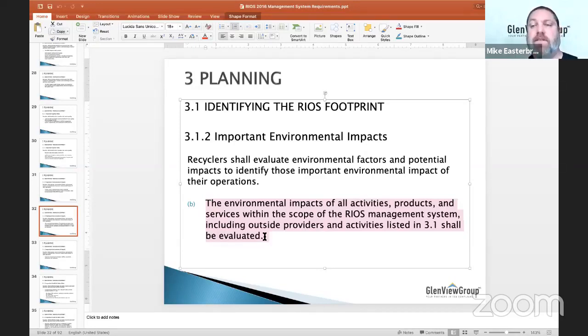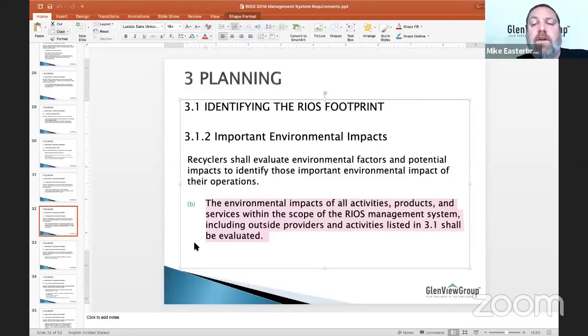So this is saying once you've developed the criteria, then you need to go out and identify all the activities, like I talked about, outdoor activity and effects to stormwater. But there may be other things like outside providers. If you use third-party trucking, consider their impact upon the pollution to the air. Is there a policy for them to not idle? So that's part of the environmental controls that we're going to talk about in 4.5.